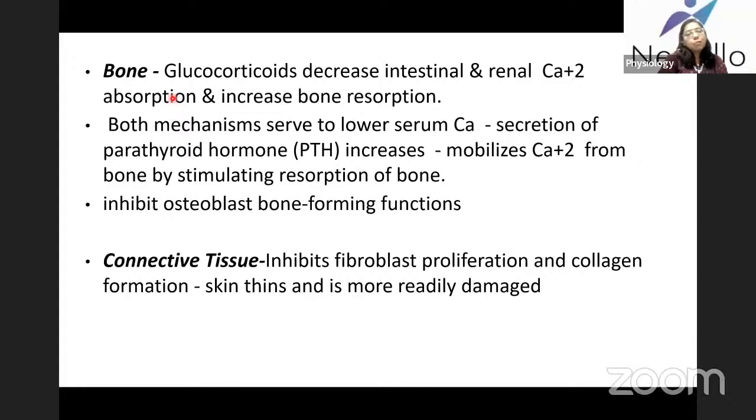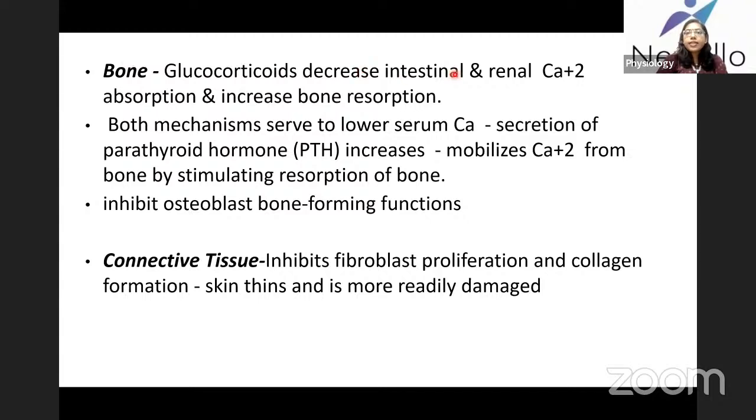Now coming to the system effect. What is the effect of cortisol or steroids on the body systems? First and most important, we'll understand the bone and the connective tissue. We all are aware that after steroid treatment, generally there is increased chance of bone fracture. Why is that? Let's understand that.